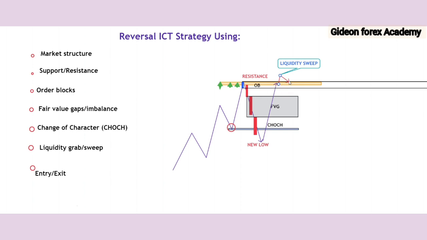So this strategy is very effective, because usually when that liquidity is grabbed above and below here, there is great momentum that pushes the price even lower. So it would be a good opportunity to sell at the order block, after the liquidity sweep above resistance.